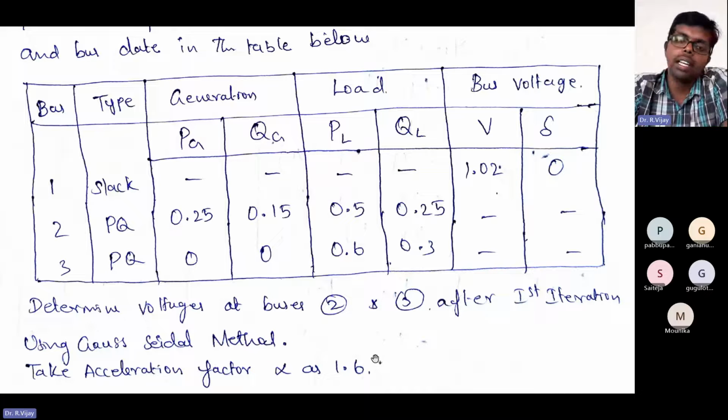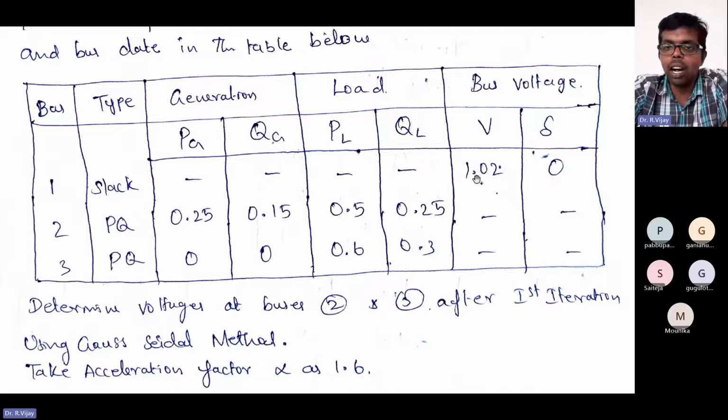In some problems, this acceleration factor will not be mentioned. So as I said, you need to assume the acceleration factor as 1.6. In some problems, the voltage flat start will not be given. If it is not given, it is the default. You need to start with the flat start. That you need to remember. Sometimes the values will be given.